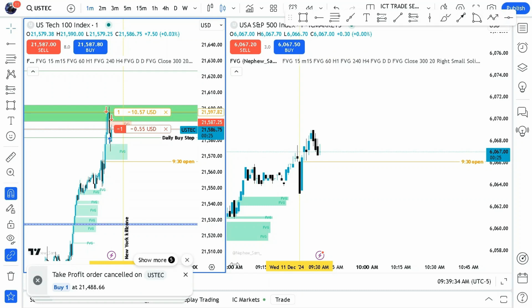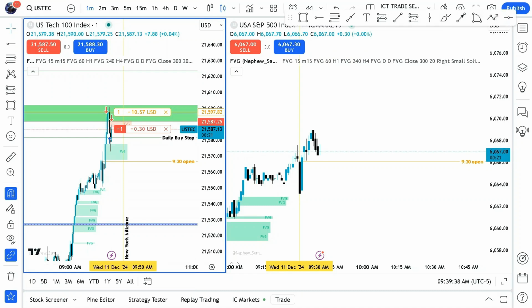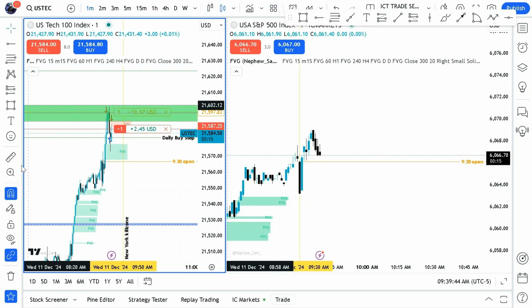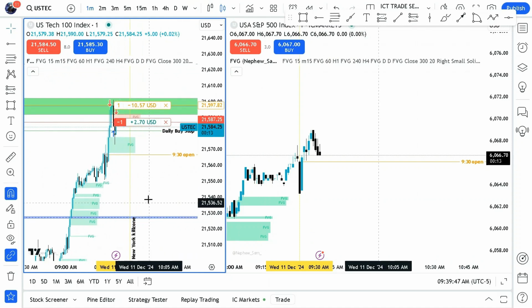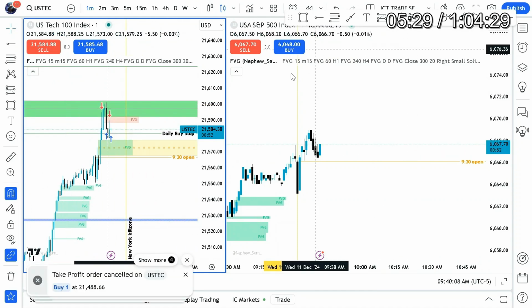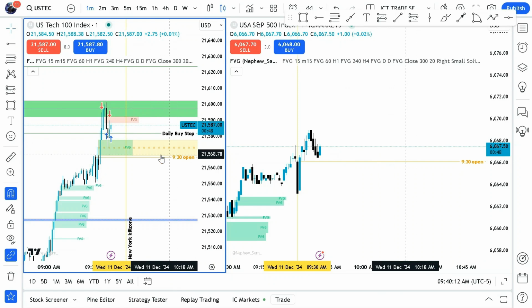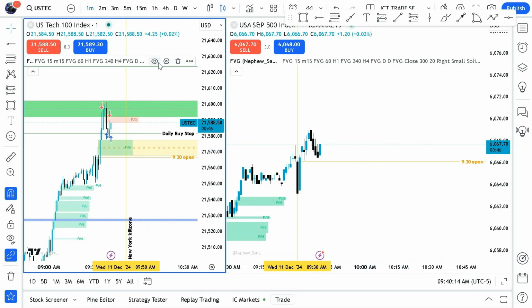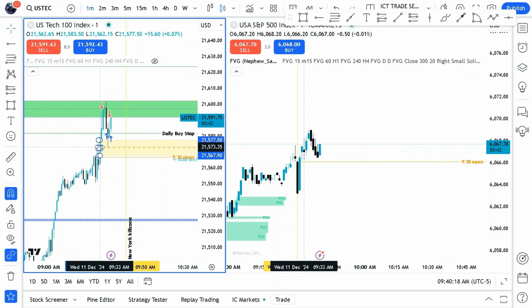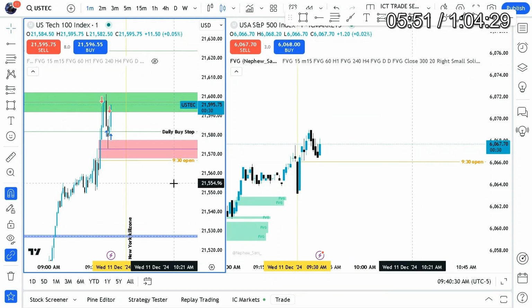Here is another mistake that I made. I believe that this was the first FEG, so I was seeing if I could use it to take price lower as well, since the Monday's FEG wasn't necessarily closed above, but it wasn't the correct FEG. There is where I was actually marking out the first FEG of today, which is the first FEG that is printed after the 9:30 candle, and there it is on the US Tech.